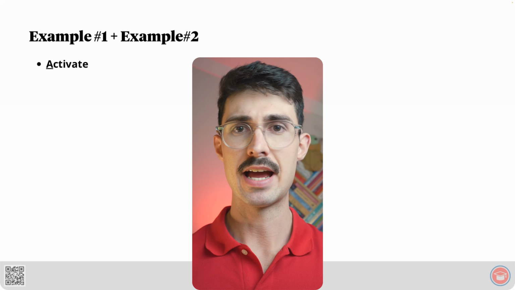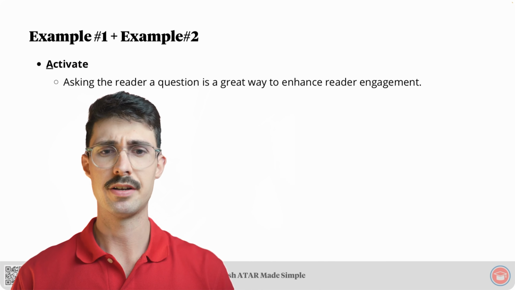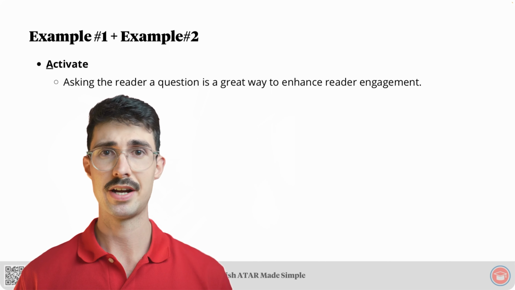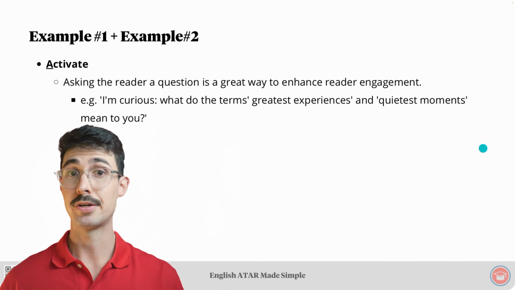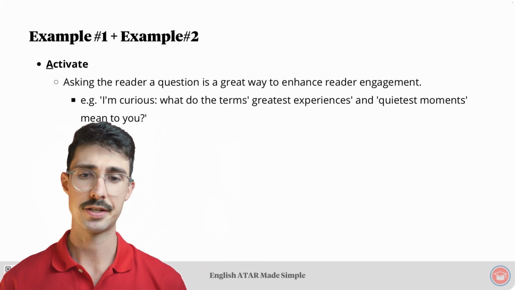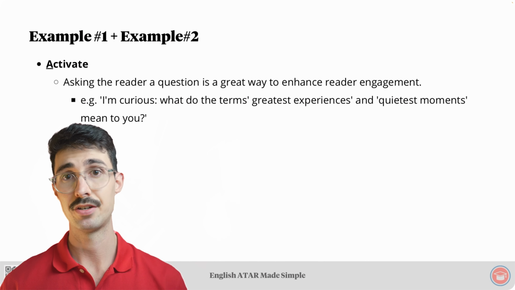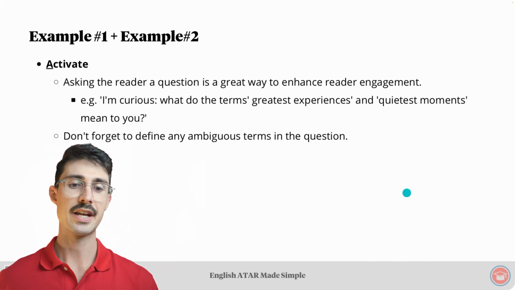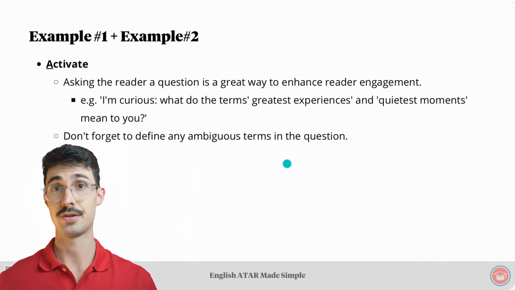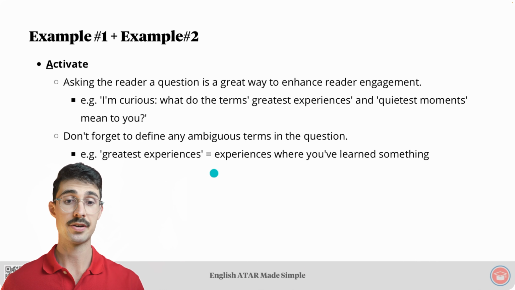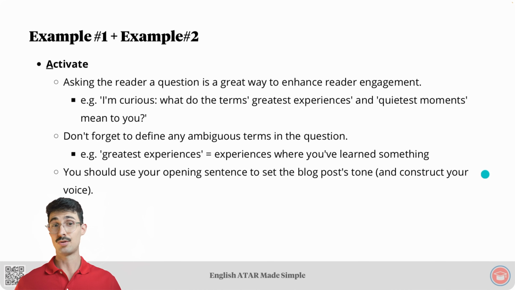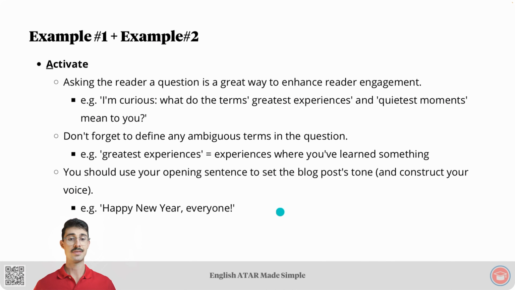Starting with the activate. Firstly, asking the reader a question is a great way to enhance reader engagement. For example, I'm curious, what do the terms greatest experiences and quietest moments mean to you? Another one, don't forget to define any ambiguous terms in the question. Example, greatest experiences, I've defined that as experiences where you have learned something. Also, you should use your opening sentence to set the blog post tone and construct your voice. Example, Happy New Year, everyone.